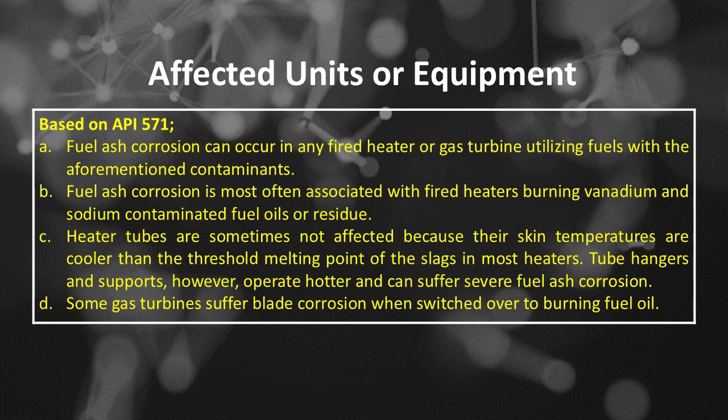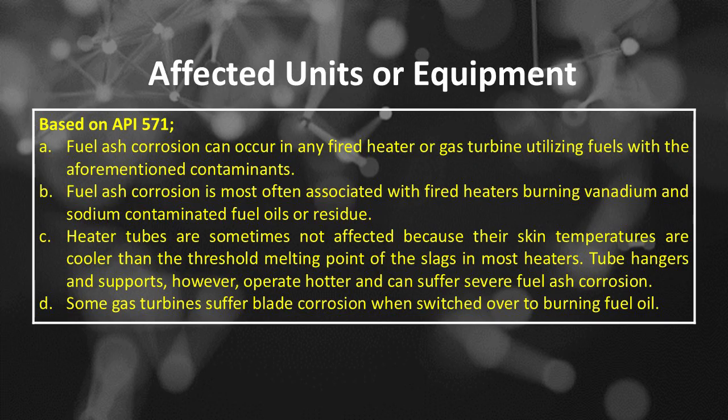Fuel ash corrosion affected units or equipment based on API 571. Number A, fuel ash corrosion can occur in any fired heater or gas turbine utilizing fuels with the aforementioned contaminants. Number B, fuel ash corrosion is most often associated with fired heaters burning vanadium and sodium contaminated fuel oils or residue. Number C, heater tubes are sometimes not affected because their skin temperatures are cooler than the threshold melting point of the slags in most heaters.